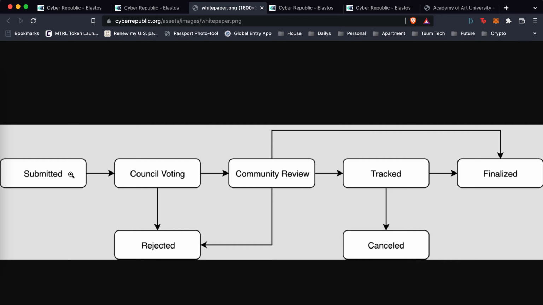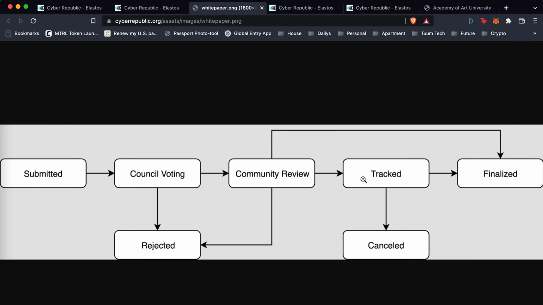So suggestion is when it's submitted. Council voting is a proposal that has been recommended by one of the council members, and it's published to the blockchain. The next step in the process is the community review. This is a period where a proposal has entered the period after the approval of the Cyber Republic Council. So this is where the community gets to give their feedback, likes, dislikes, whether it is a good proposal or not, and so on and so forth. We're going to come back to rejected in a little bit, but moving forward to the tracked status.